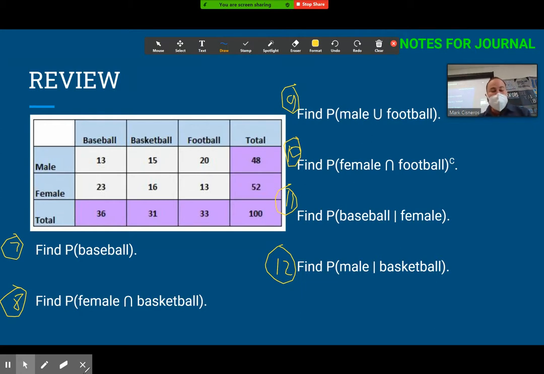Anyway, number 7, find the probability that somebody likes baseball. It doesn't ask male or female, so what are you going to use? The total. What's the total number of people that like baseball? 36. 36 out of what? Oh, it was basketball. Out of what? 100. Without a calculator, what's the decimal? 0.36, which is 36%. I want you to write it all 3 ways because I want you to get in the habit, because in the quizzes and the tests, you're going to see it in one of the 3 ways.